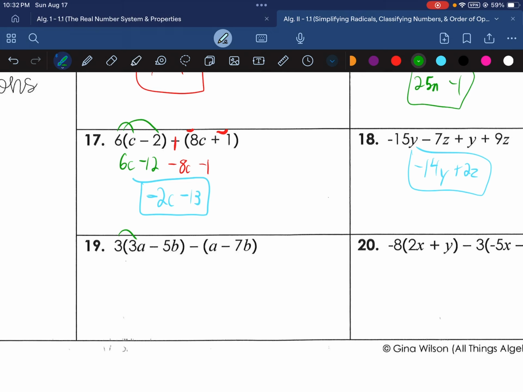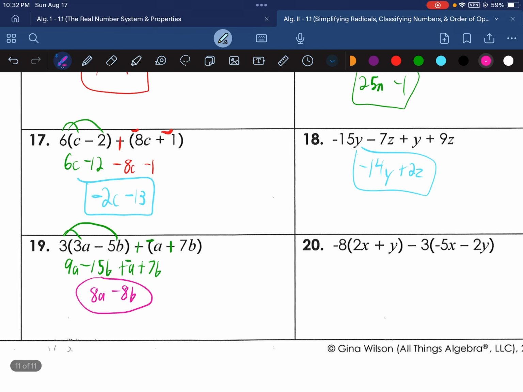Next up, on number 19, we distribute the 3, so 3 times 3a is 9a, 3 times negative 5b is negative 15b. I'm going to show you this minus sign again, changing the signs inside to the opposites. So this positive a becomes negative a, and negative 7b becomes positive 7b. So you have minus a plus 7b. Combining like terms, 9a minus a is 8a, negative 15b and a positive 7b gives us negative 8b.